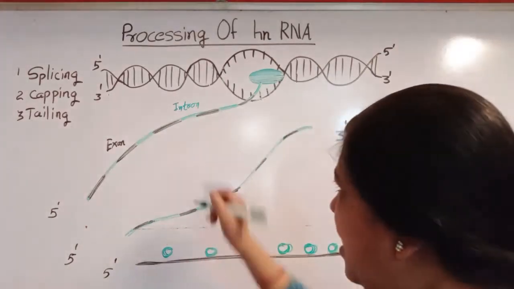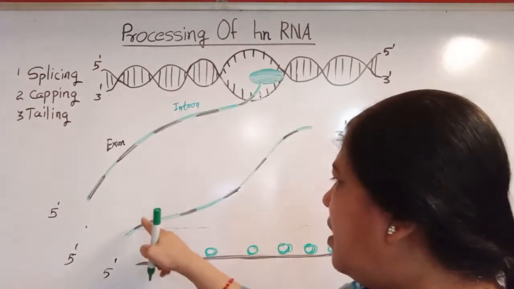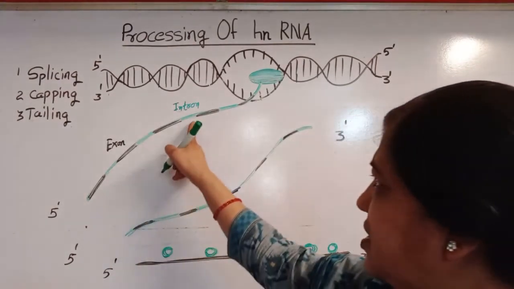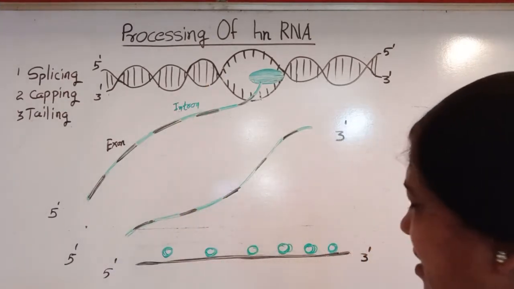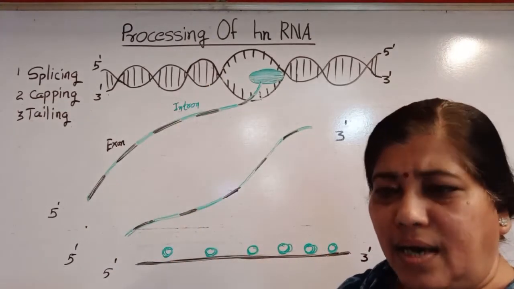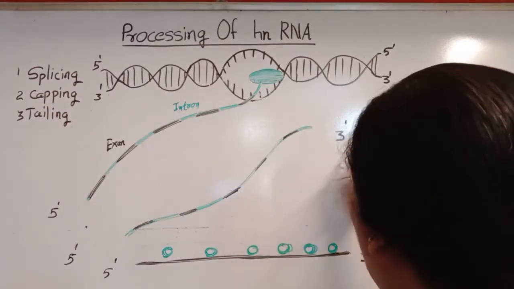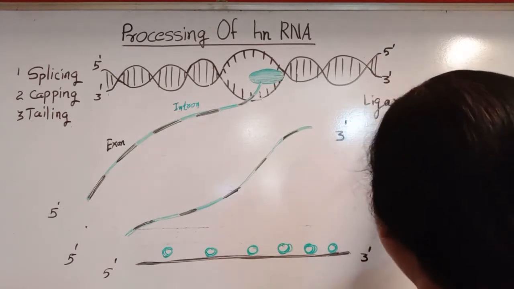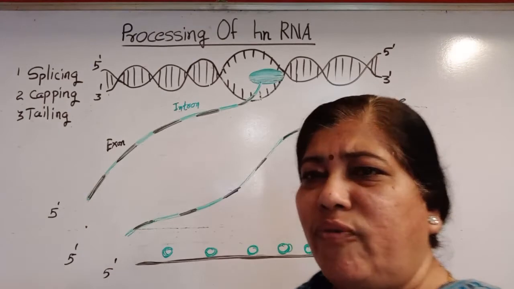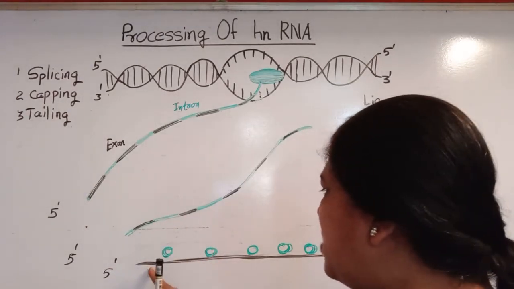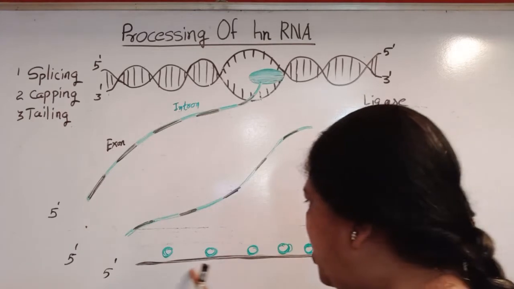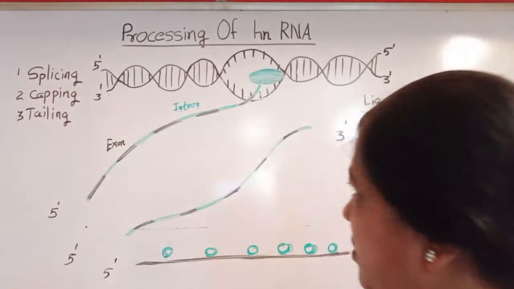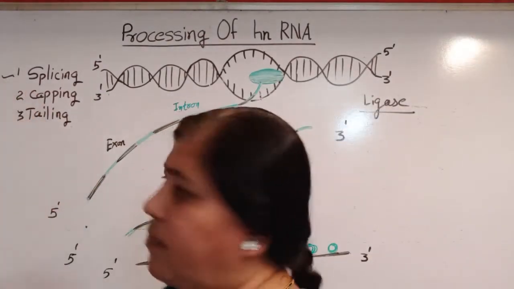So introns are non-coding sequences and exons are coding sequences. So introns are removed, only exons are there, and these exons are connected to each other by means of an enzyme. That enzyme is called ligase enzyme. So with the help of ligase enzyme, these exons are attached to each other, and see, a continuous RNA molecule is formed.